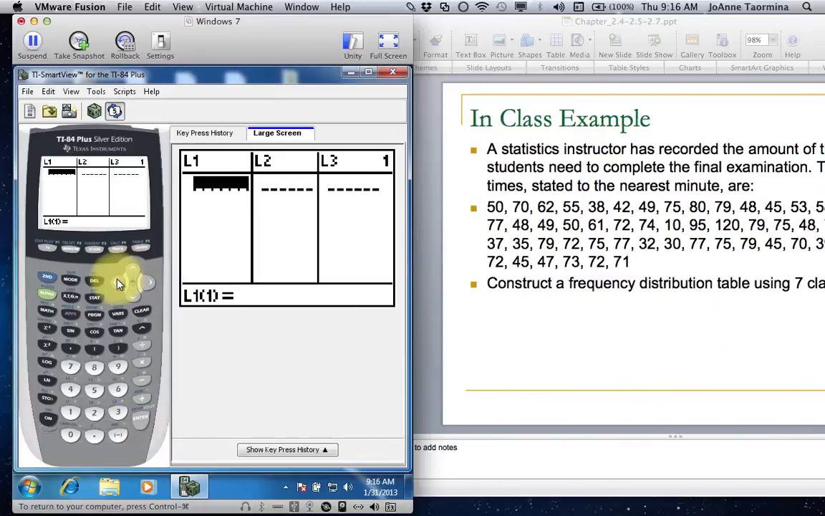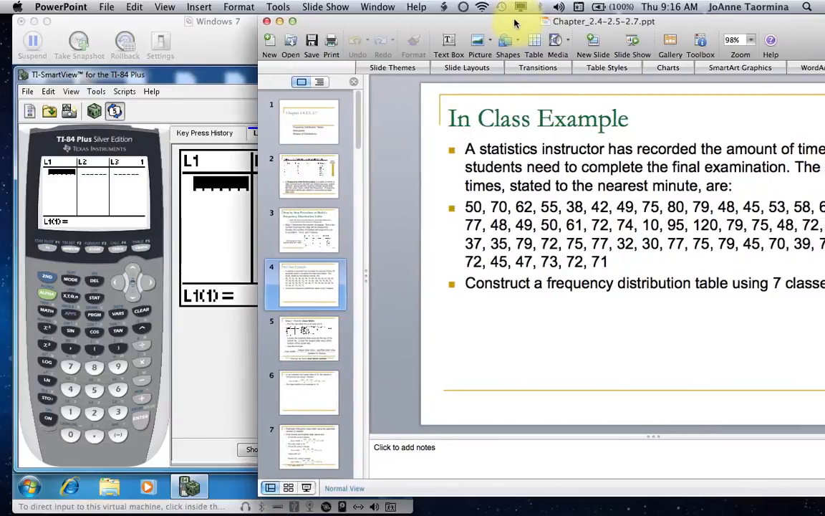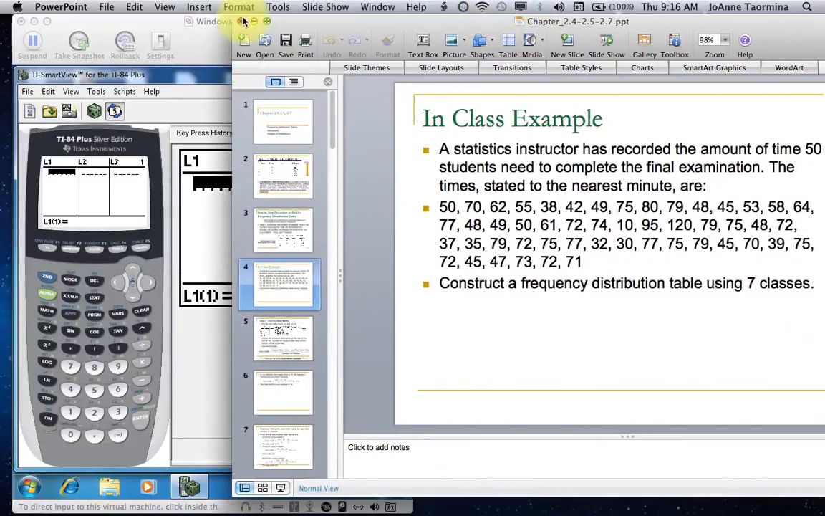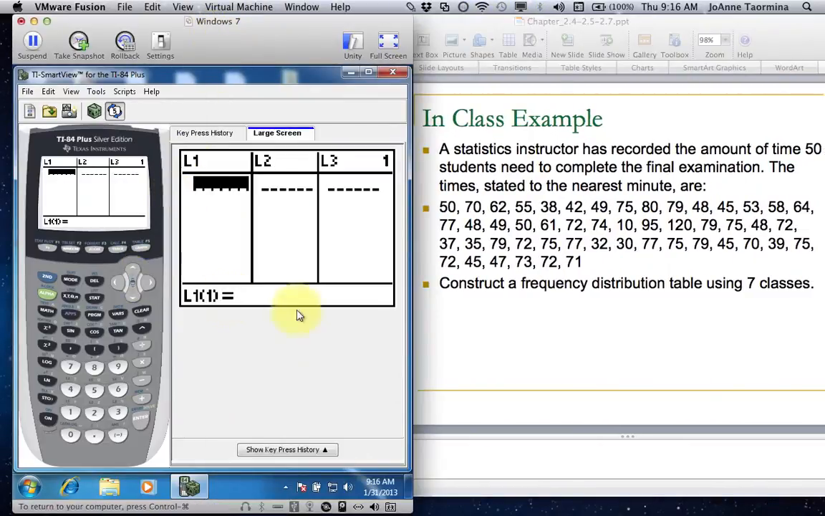Okay, with an empty list, populate your empty list with the values from the handout.